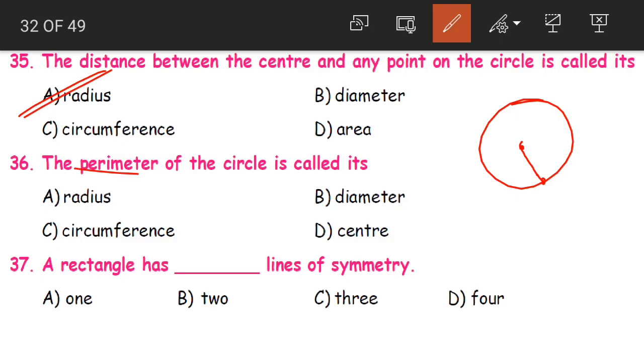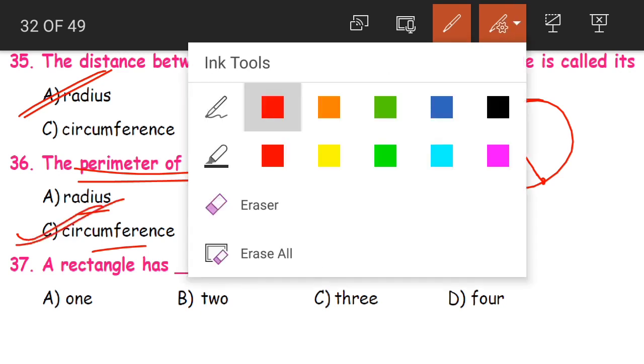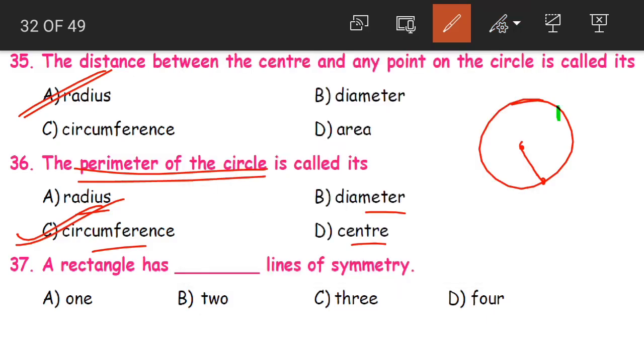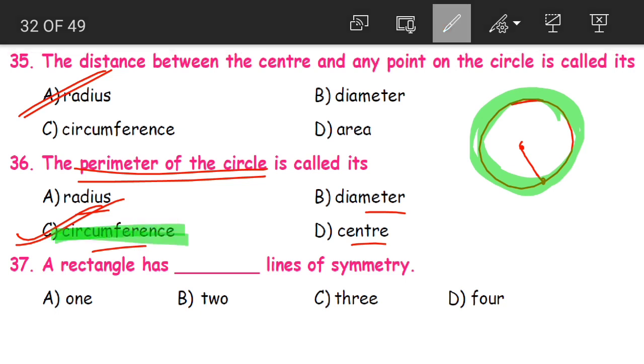Next question 36. The perimeter of a circle is called its dash. Now just now we have learned that the perimeter of a circle has a special name. What is it? Is it radius, diameter, circumference or center? Yes, it is circumference. That is option C. So when you are talking about the circumference of the circle, it is nothing but the perimeter of the circle, the entire length of the boundary of the circle. So option C, circumference becomes our correct answer.